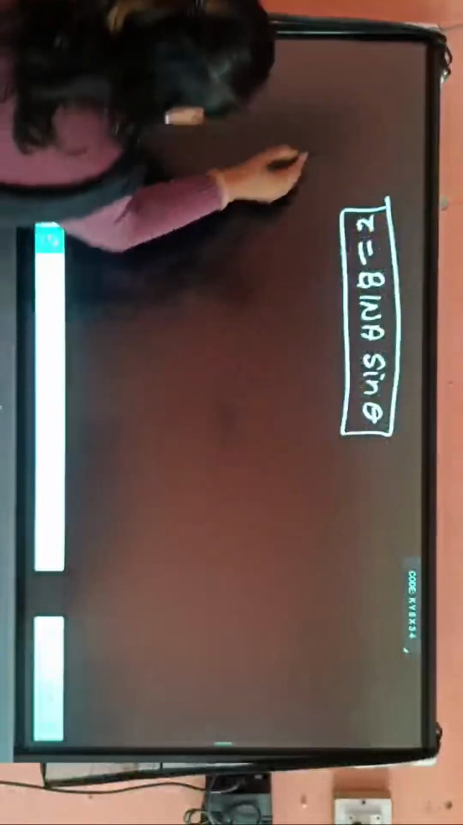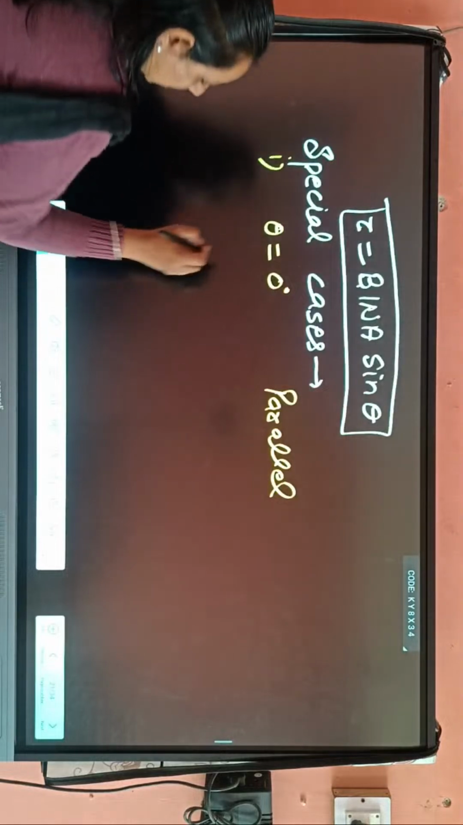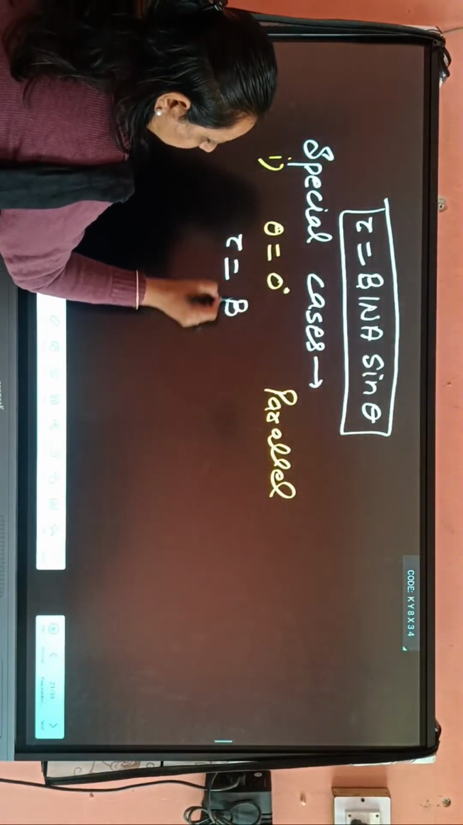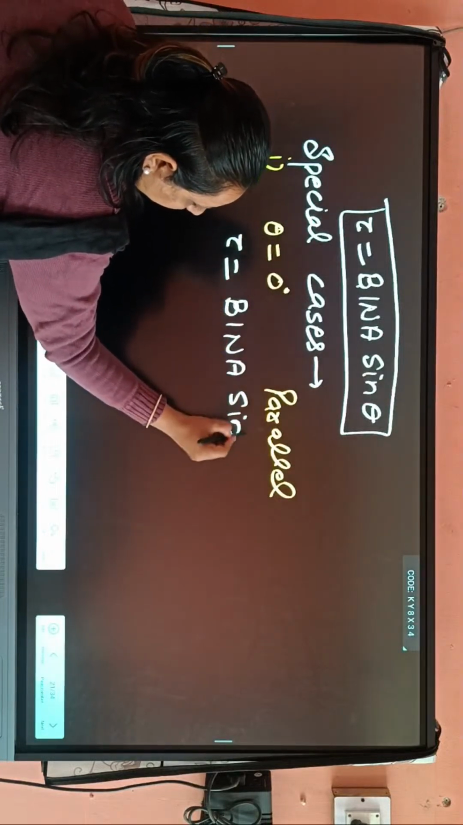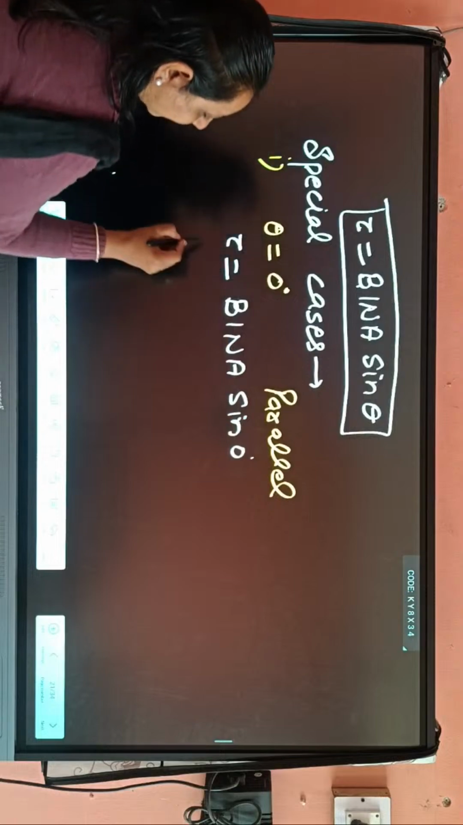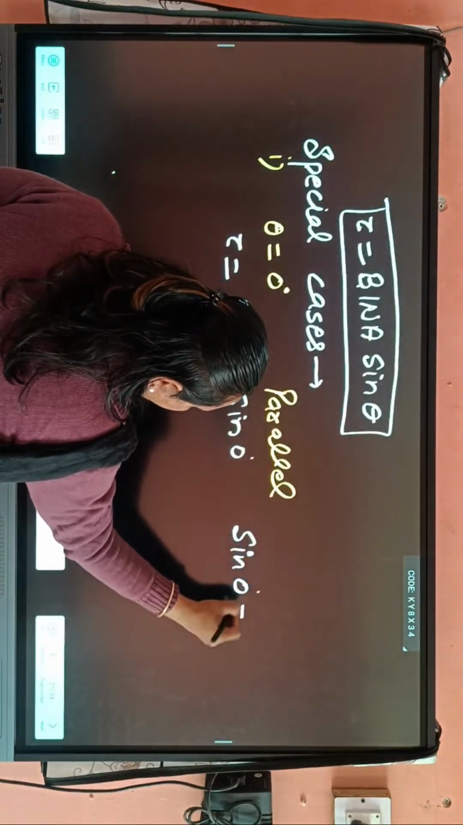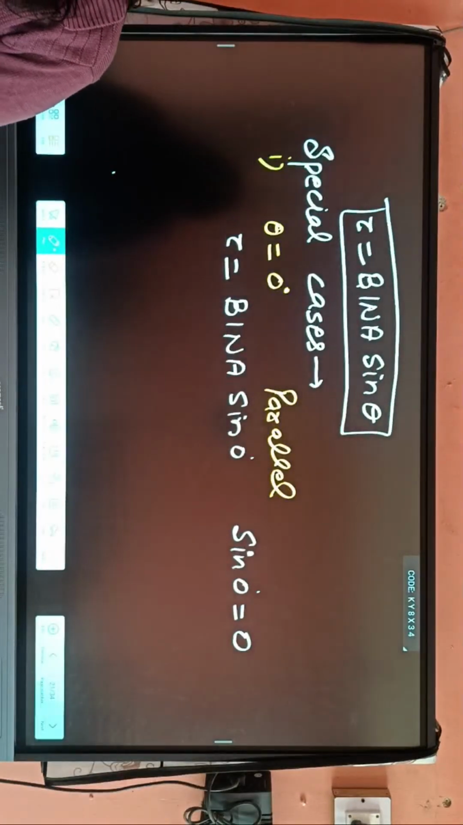Now we have some special cases for it. ठीक है. But ठीक है, parallel. Then tau is equal to BINA sin 0 degree, and sin 0 degree is equal to 0. ठीक है.